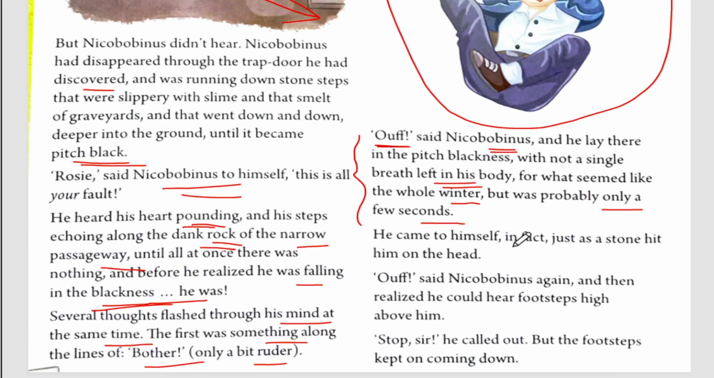"Now he came to himself, in fact, just as a stone hit him on the head." Now he thought that probably he got hurt by a stone on his head. "Oh," said Nicobobinus again, "and then realized he could hear footsteps high above him." Now, as he was hit on the head with a stone, he can hear footsteps coming from upstairs.